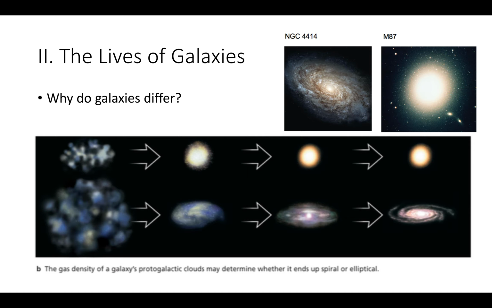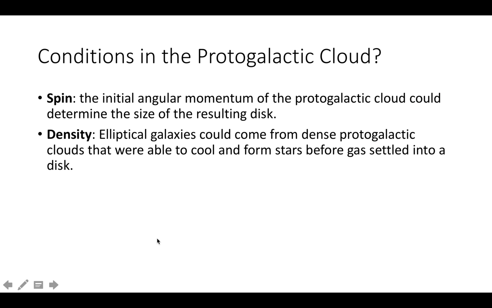So, the lives of galaxies. Why do galaxies differ? Why do we get spiral galaxies or elliptical or irregular? Well, a lot of it has to do with maybe the density of the protogalactic clouds. Elliptical galaxies come from very dense protogalactic clouds that might have been able to cool and form stars before gas settled into a disk to get the spiral.